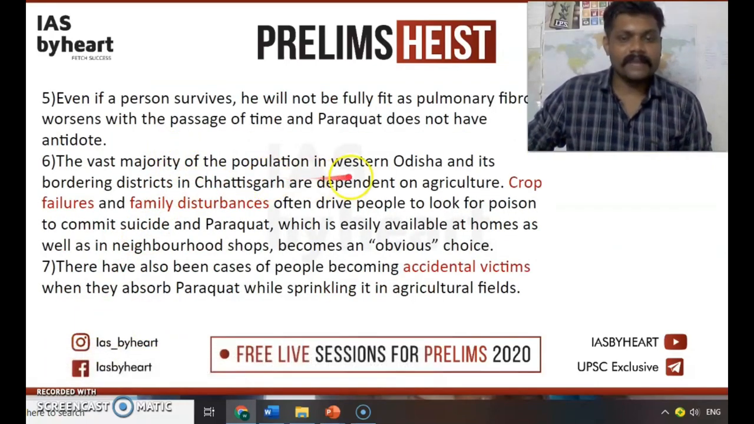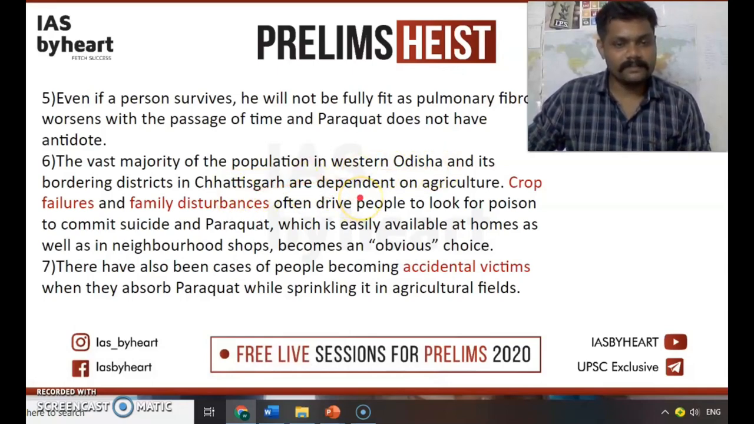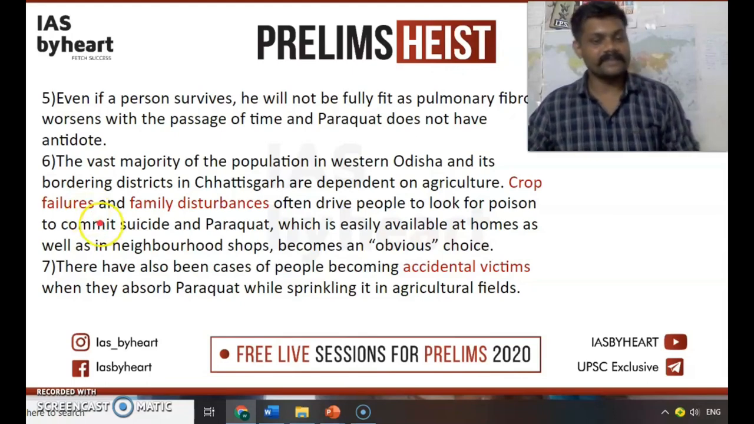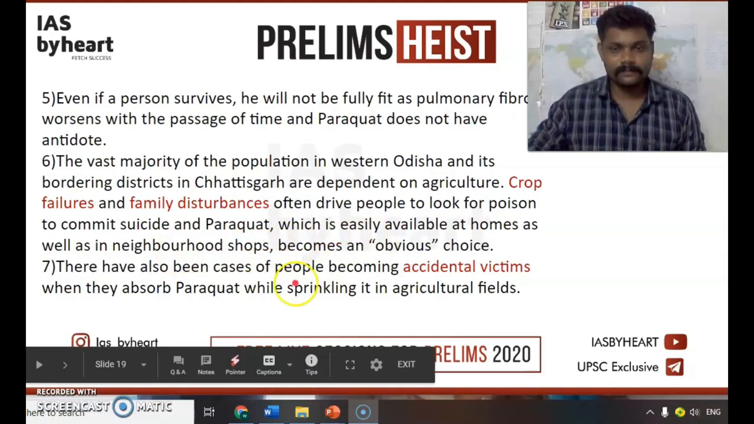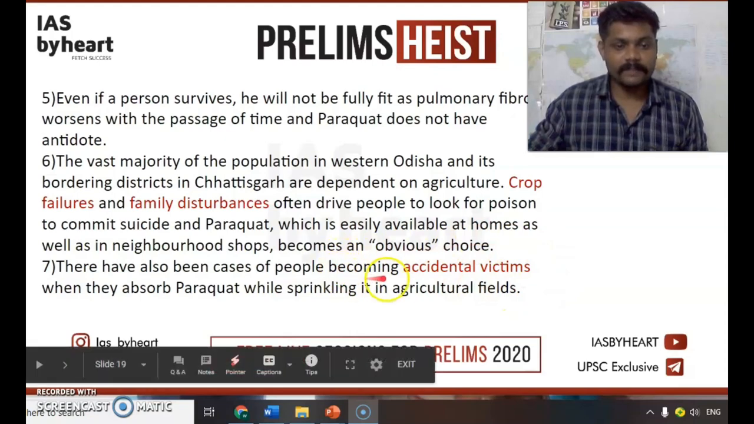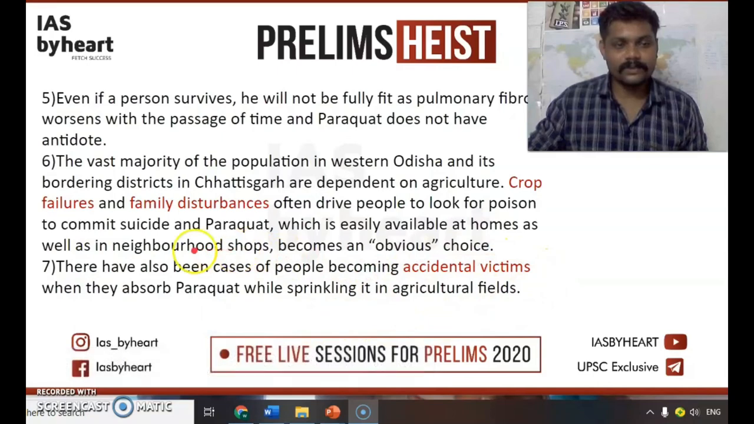See here, in Western Odisha and Chhattisgarh, the majority of people are dependent upon agriculture. So crop failure and family disturbance often drive some people to commit suicide. For the sake of suicide, they drink the paraquat, which is very toxic and causes many health effects like kidney failure, etc. Moreover, this paraquat is easily available at homes as well as neighbor shops. Not only suicide cases, many accident victims also occur due to this paraquat, because in the agriculture field, while sprinkling it, some people consume or absorb this paraquat, so it causes a disaster to some people.